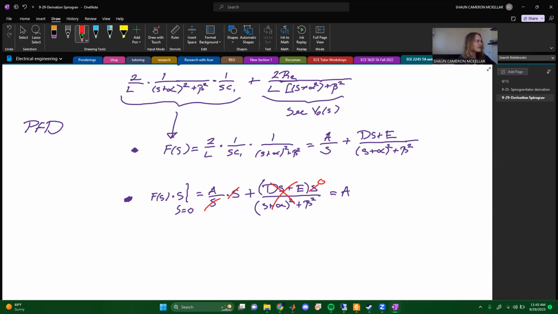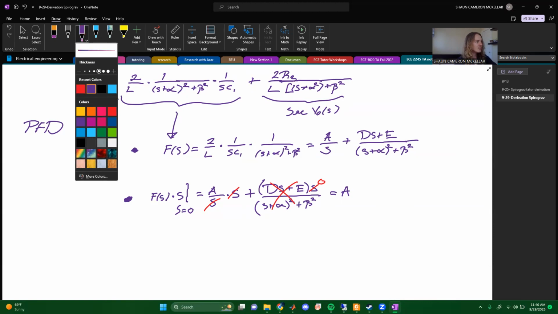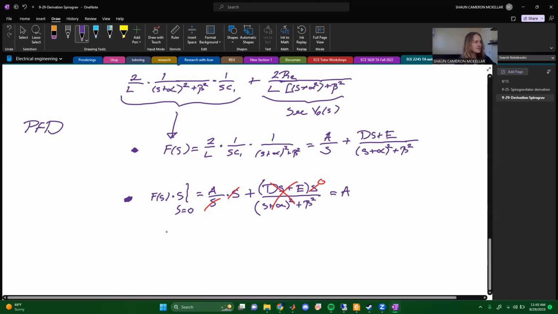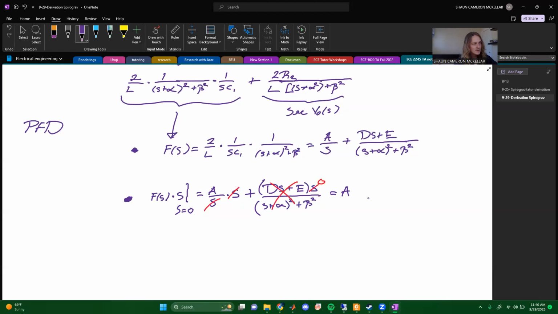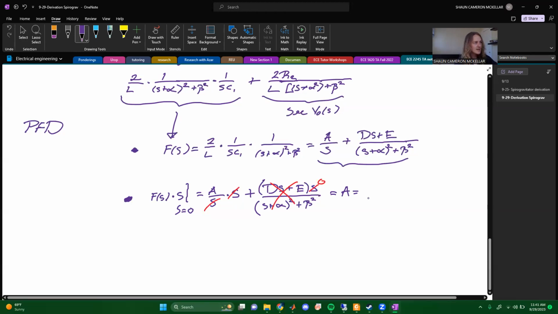That's super convenient. And this sort of approach, like I said, works well for distinct roots. It's not going to work for this ds plus E term, but we'll get through it all in just a moment. So that's the right-hand side of my equation. All of this stuff was equal to A. But on the left side, I'm going to have 2 over LC1 times S over S times 1 over S plus alpha squared plus beta squared.